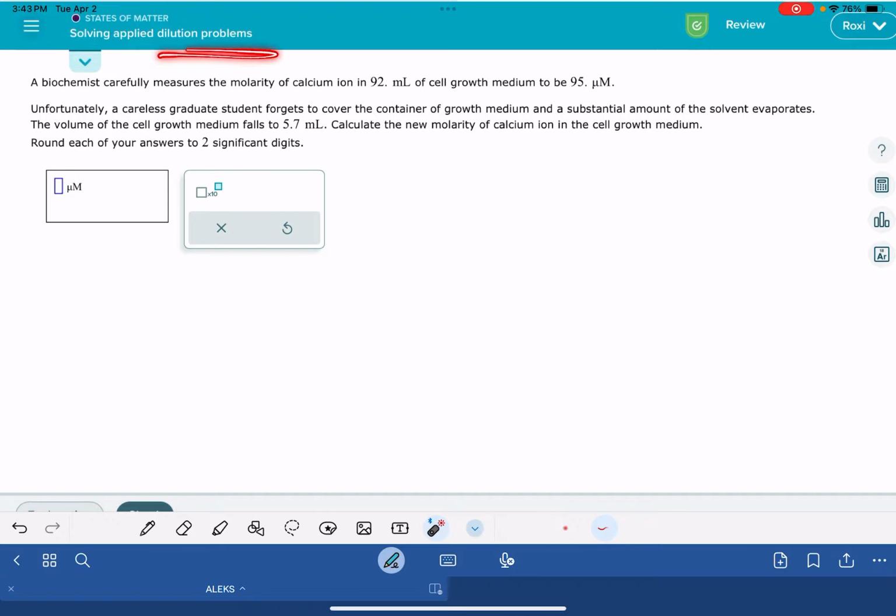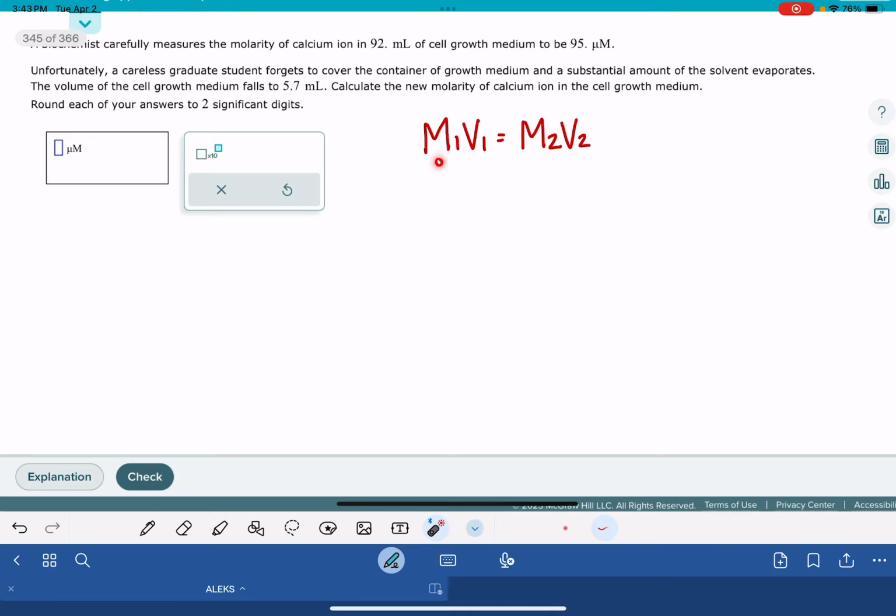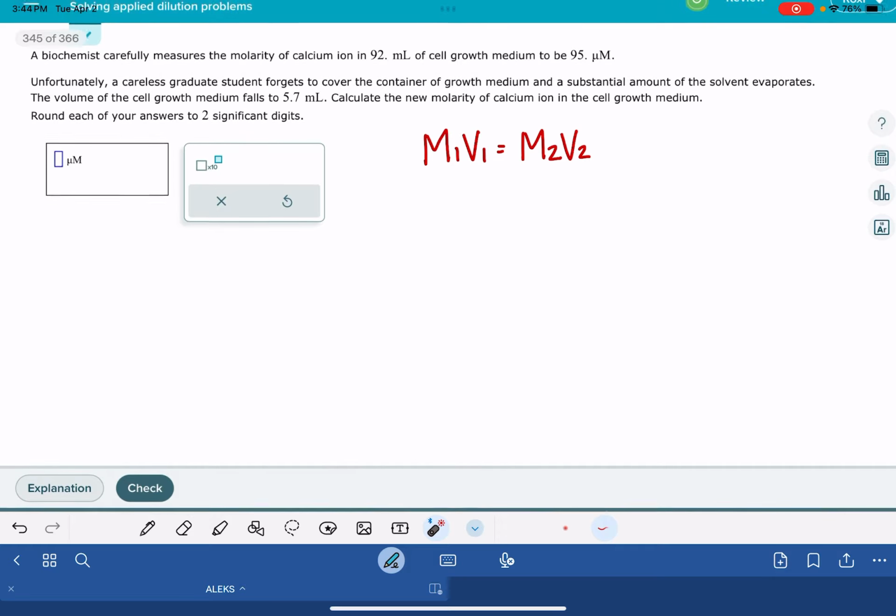So this is a dilution problem, and that means that we're going to be using the dilution equation, which is M1V1 equals M2V2. Now there are different variations of this equation, so you might see it as MIVI equals MFVF. You might see it using C's instead of M's. That's fine. It's all the same thing. In this equation, the M1 and the V1 represent the initial molarity and the initial volume of the solution, and then M2 and V2 represent the final molarity and the final volume of the solution after it's been diluted.